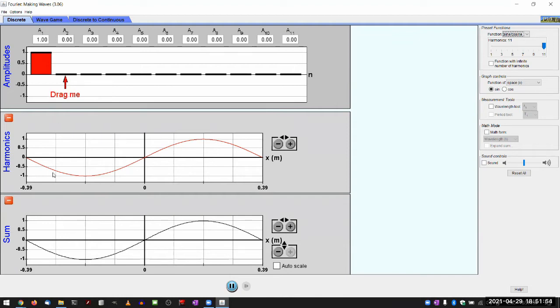It's a way of representing any arbitrary repeating function in terms of components of a sinusoidal oscillating function. So here, I have a sine function that I'm trying to illustrate, and okay, it can be illustrated by a sine function.